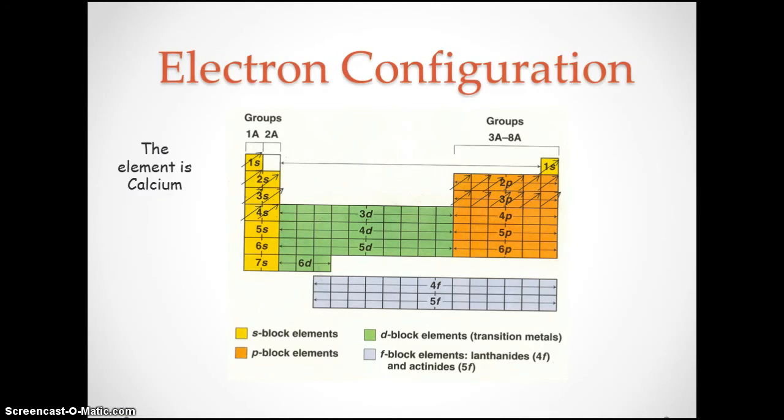How many 3s's have we gone over? That's right, so we'd write 3s2. Then how many 3p's did we go over? That's right, 3p6. And then last but not least, the 4s would be 4s2. So we would write it as 1s2, 2s2, 2p6, 3s2, 3p6, 4s2.